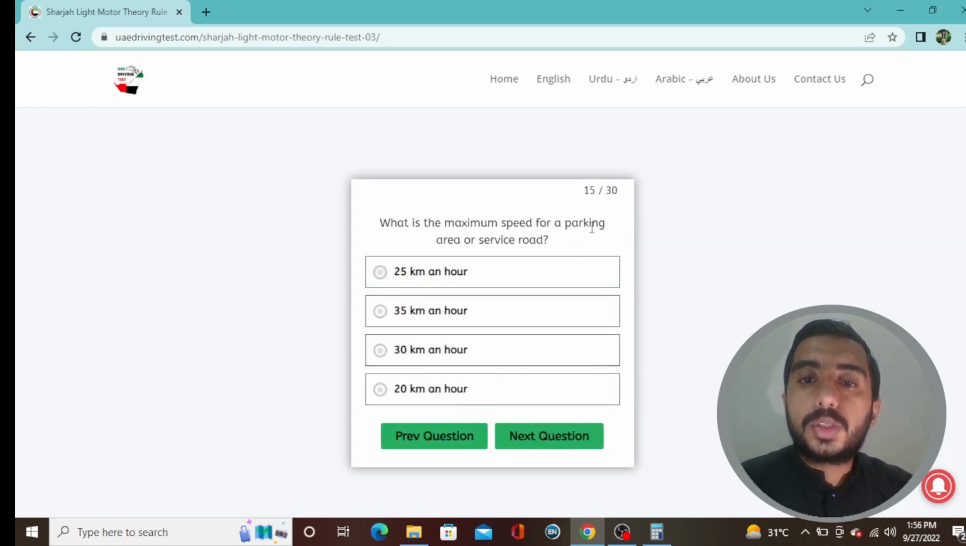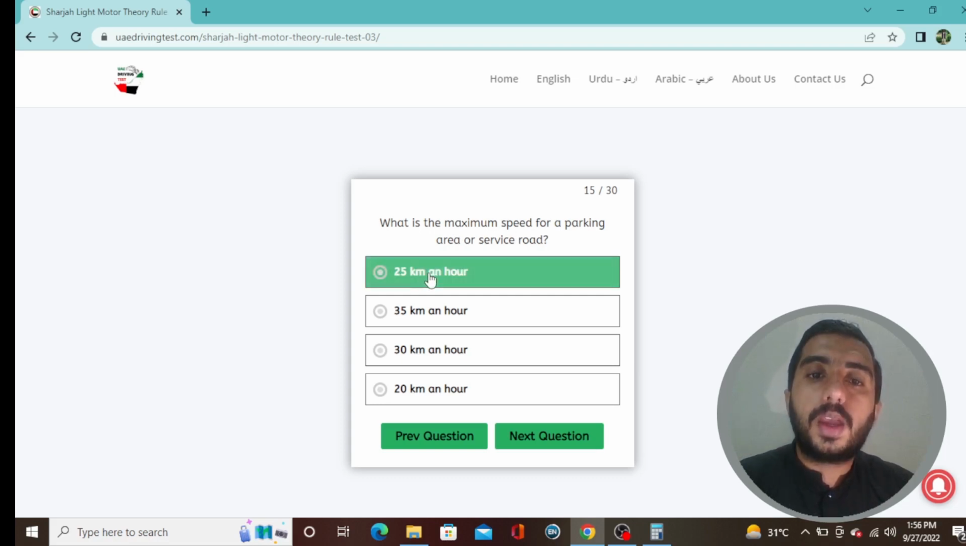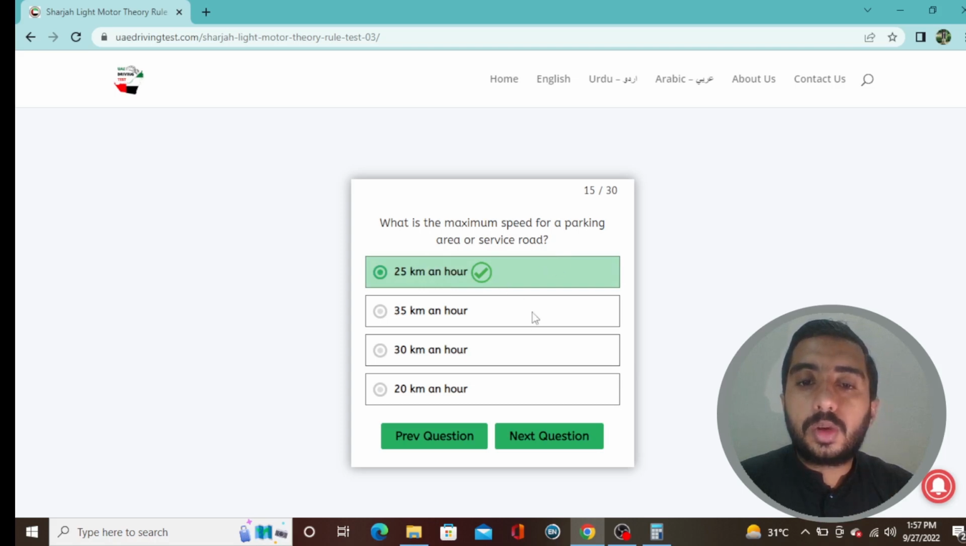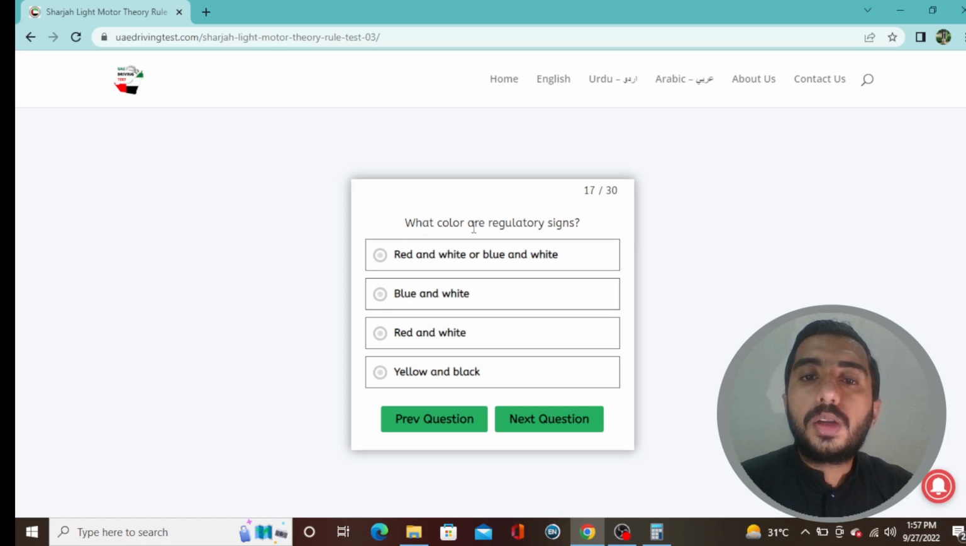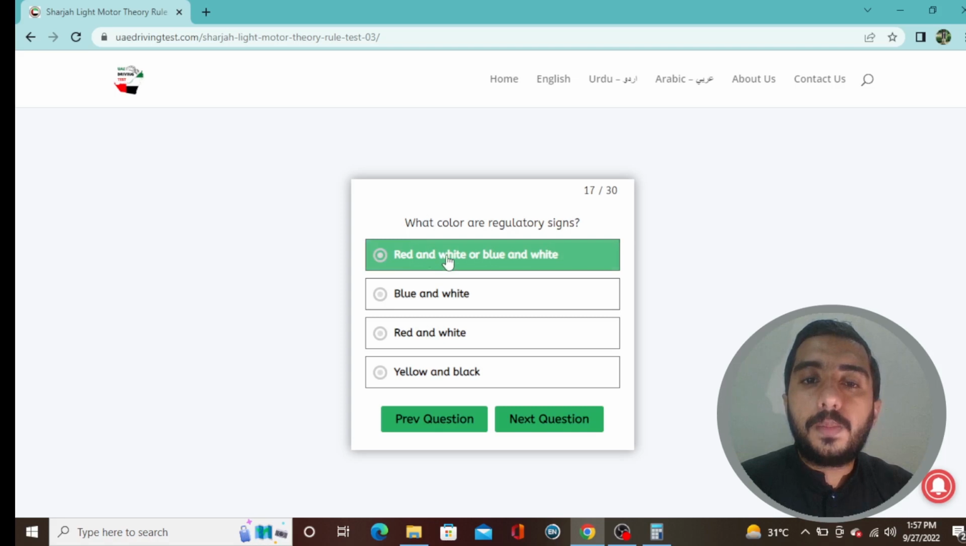Next question. Question number 15 is, what is the maximum speed for a parking area or service road? The maximum speed for a parking area or service road is 25 km an hour. Option A is the correct answer. Next question. Question number 16 is, what does a solid line down the middle of the road mean? It means no overtaking. Option D is the correct one. Next question. Question number 17 is, what color are regulatory signs? Regulatory signs are red and white or blue and white. Option A is the correct one.